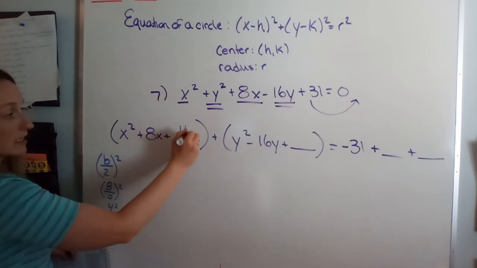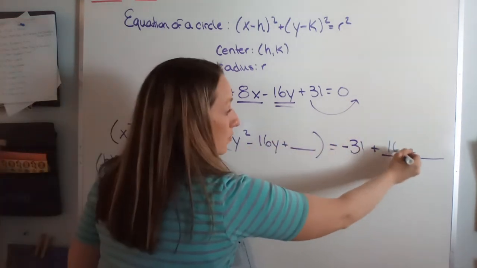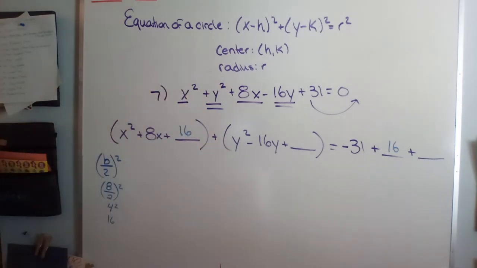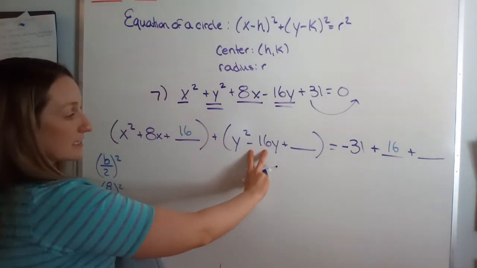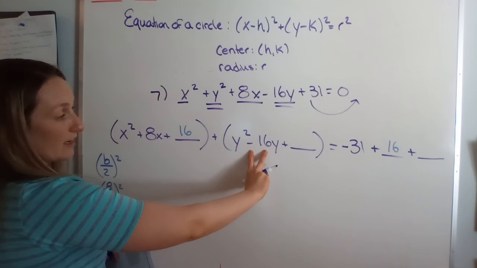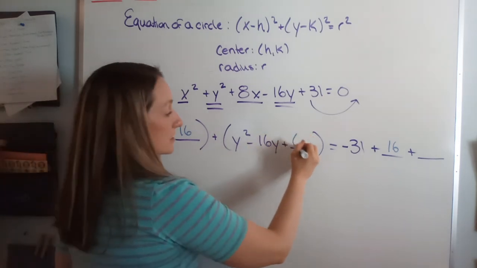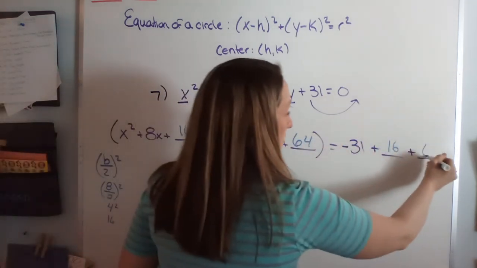So you're going to put a 16 in this blank and a 16 in one of the blanks on the other side. Do the same process. Negative 16 divided by 2 is negative 8. Negative 8 squared is 64. So you put a 64 in both blanks here.